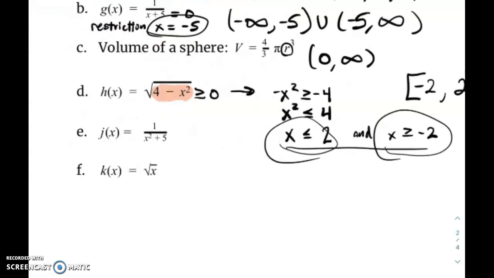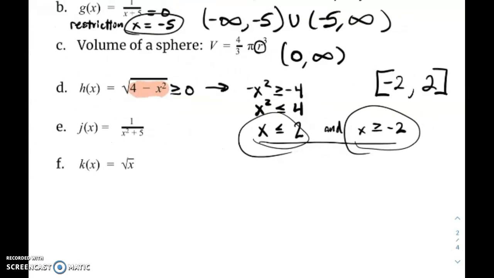Let's look at E. We've got a fraction again. So try pausing the video for a second and see if you can start this problem and find the domain of it. And if you've tried that, let's look at it. You want to set the bottom equal to 0, because whatever gives you a negative inside is going to create an undefined answer and restrict your domain.